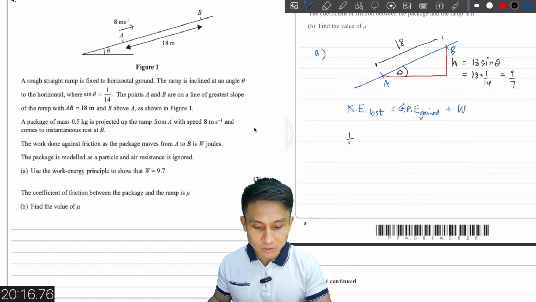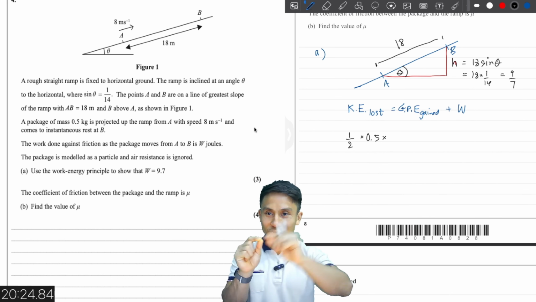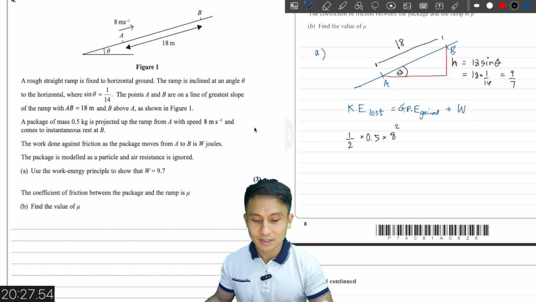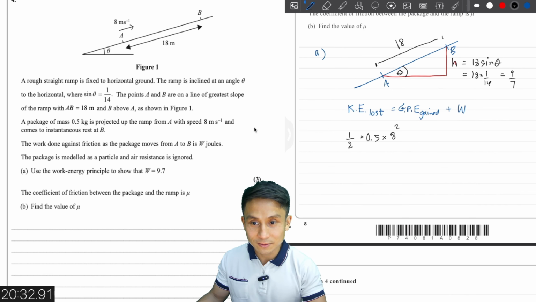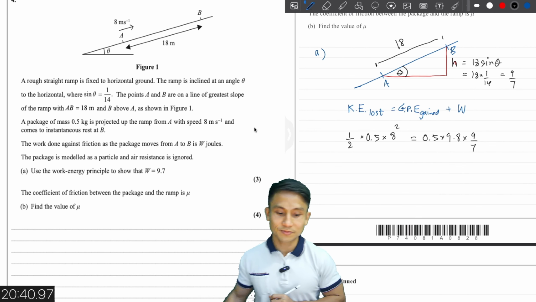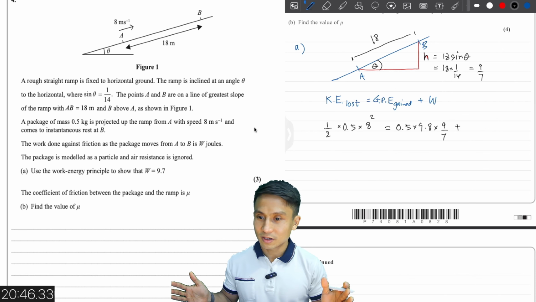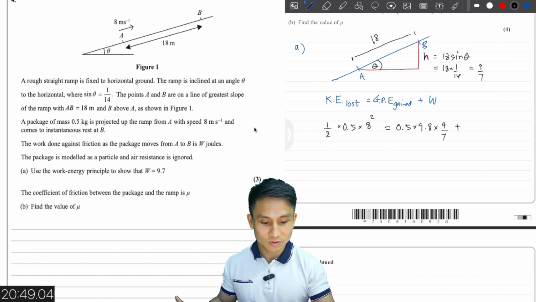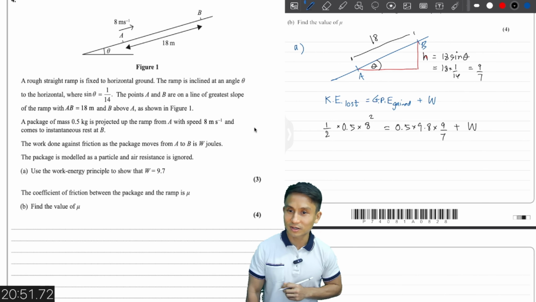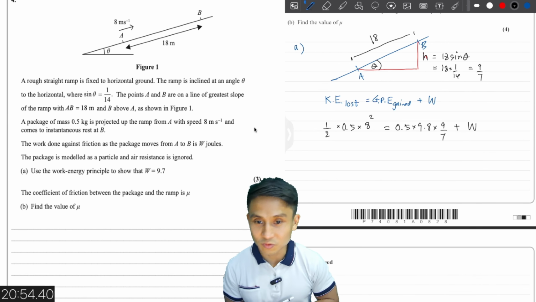So the kinetic energy loss is 1 over 2 m, that's 0.5 times V squared, because it goes from A to 0, so totally lost, 8 squared here. You don't need to subtract anything because there's no speed at B, instantaneous rest at B. This equals mgh, with height 9 over 7 found just now. And then the work done to overcome friction is just W, the work done against friction as the package moves.